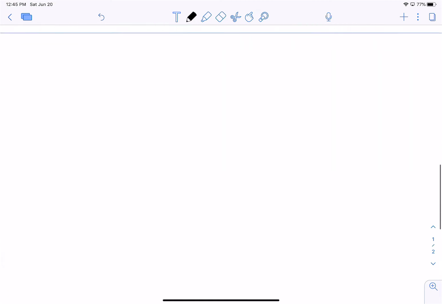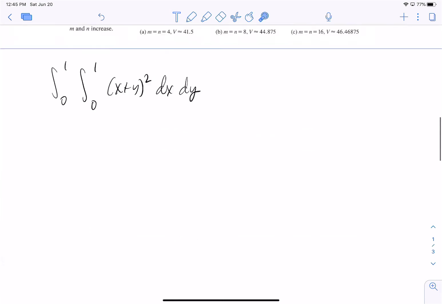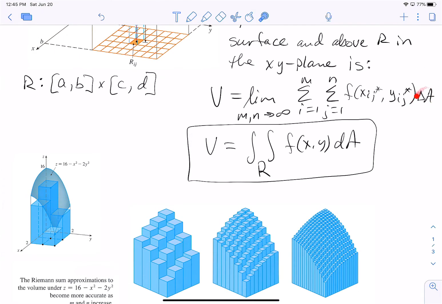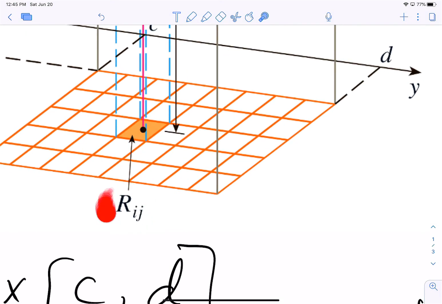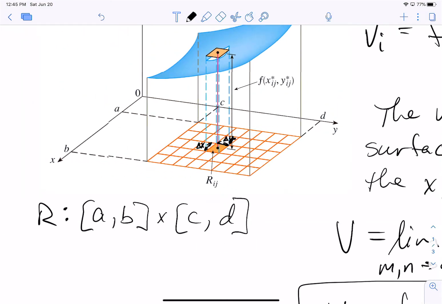But then the question arises, how do we compute such an integral? That leads us to our first example, the integral from 0 to 1 of the integral from 0 to 1 of x plus y, the quantity squared, dx dy. Now that dx dy is the dA, and it comes from the delta area here, and it comes from the idea that the rectangle r sub ij in the xy plane has dimensions delta x by delta y. Well, back to our integral.